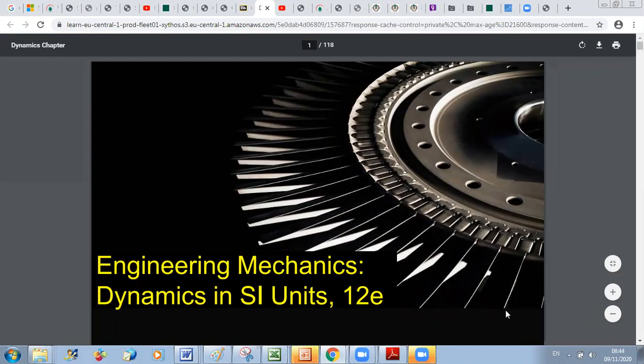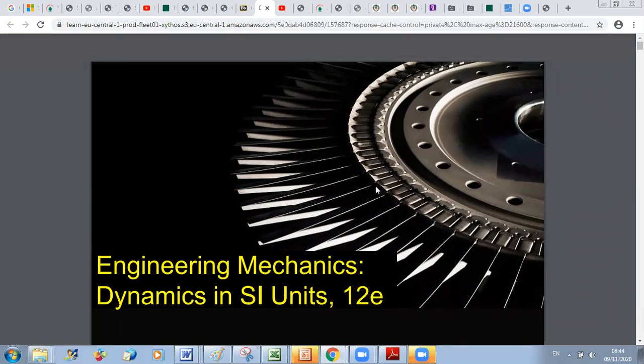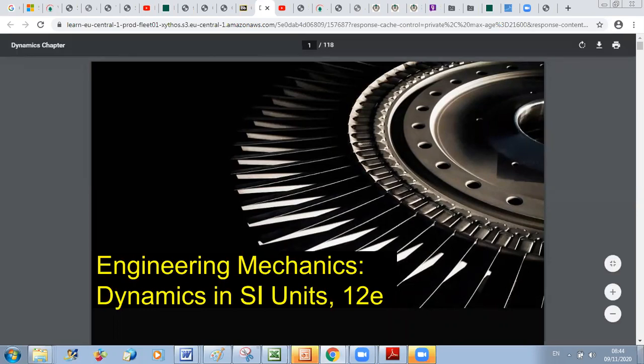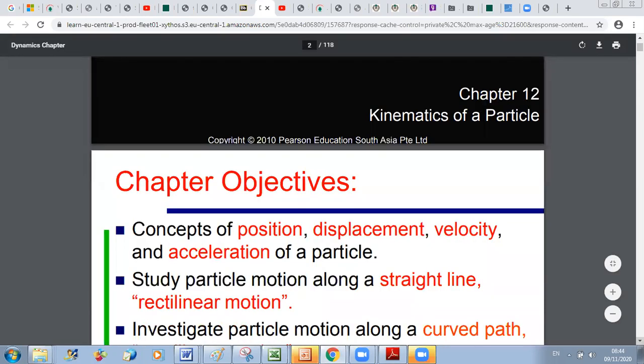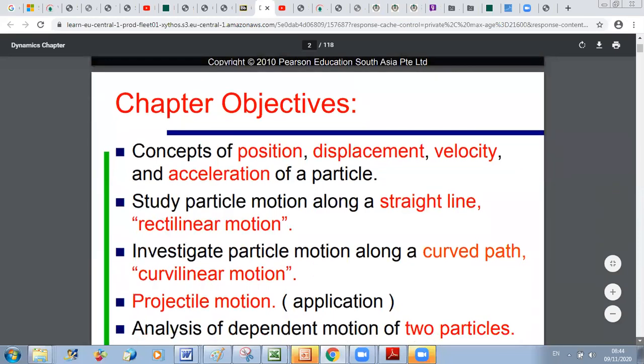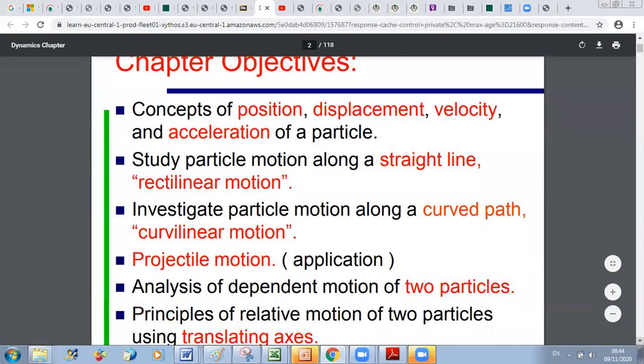Now, in the first chapter, we will not consider forces. We will just relate position, velocity, and acceleration. This is called kinematics of a particle. Then when we relate forces to acceleration, it is the kinetics part. So for the first chapter, we will deal with kinematics of a particle. We will learn how to relate position, velocity, acceleration, how to deal with motion in a straight line, curvilinear motion, projectile motion.